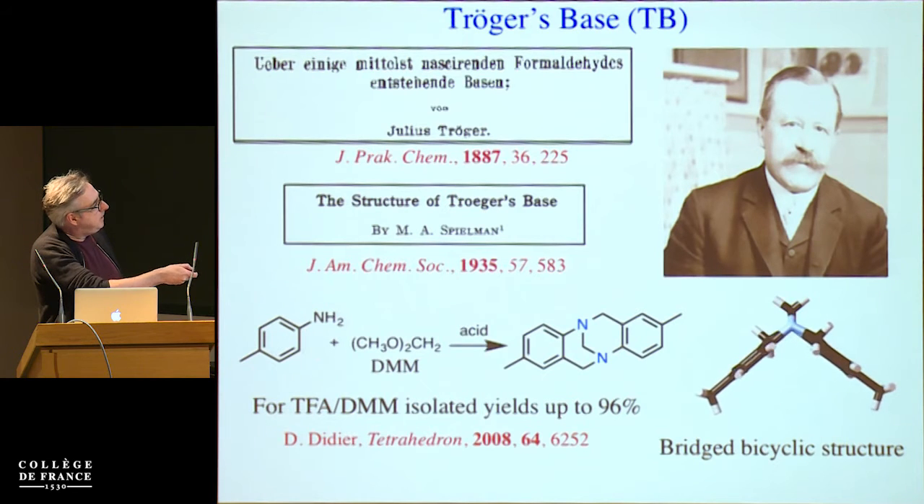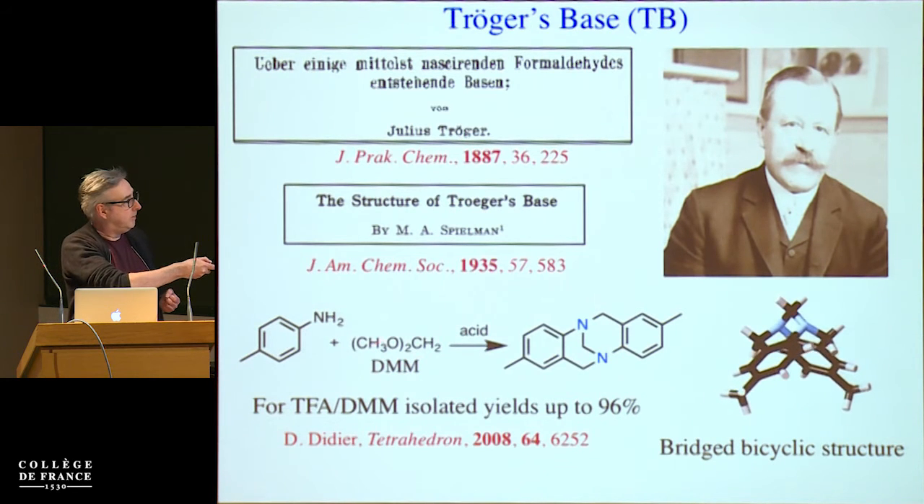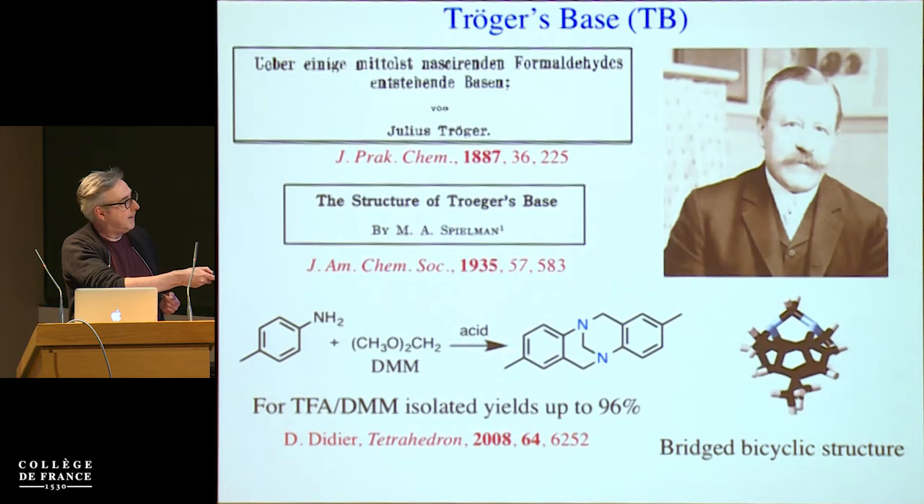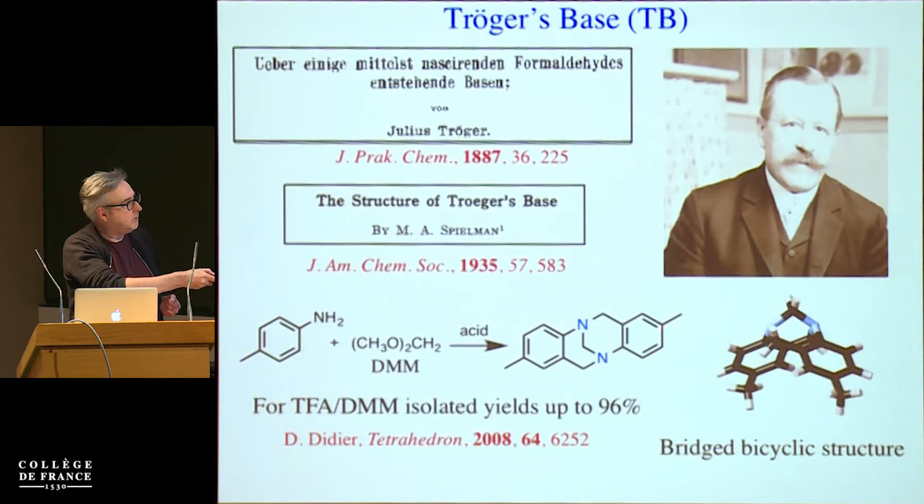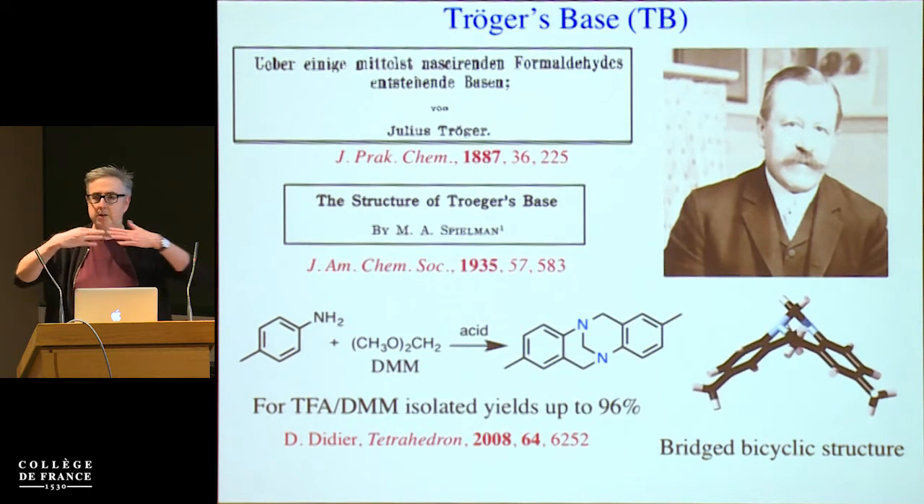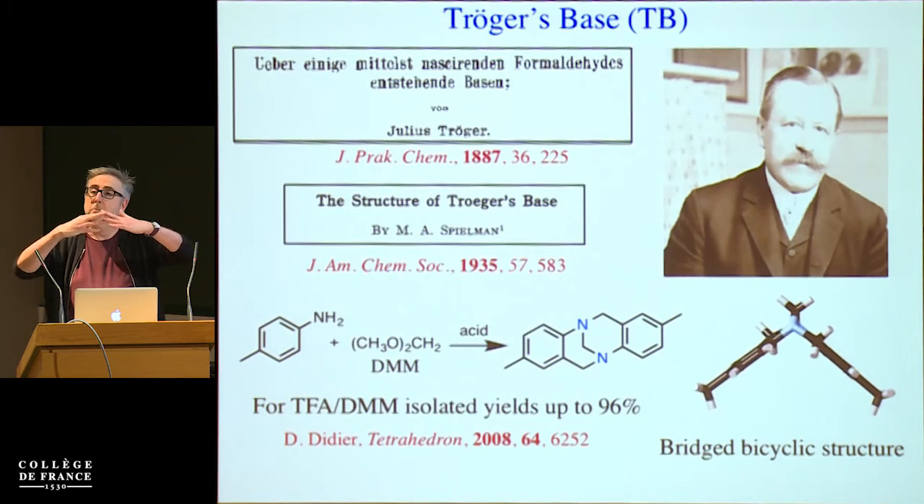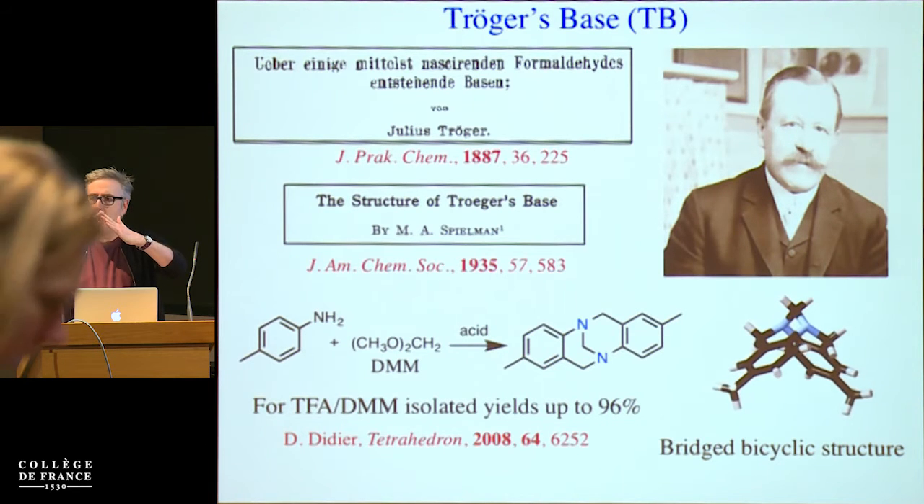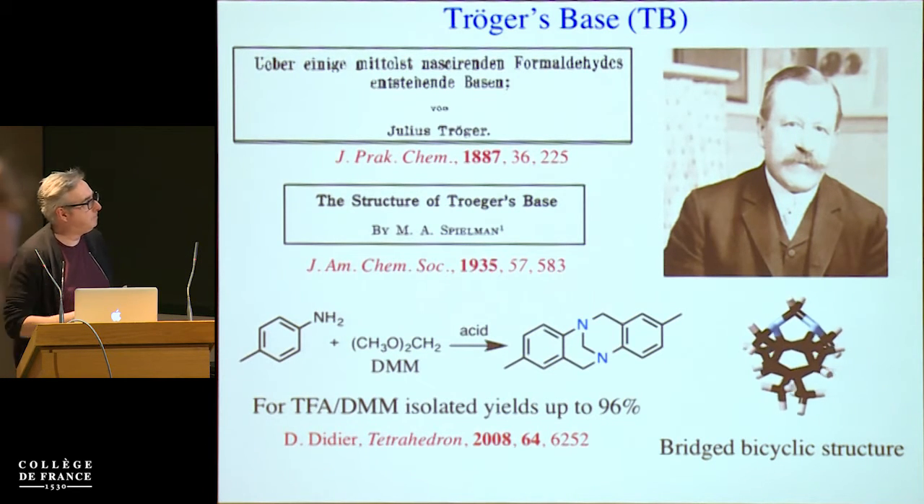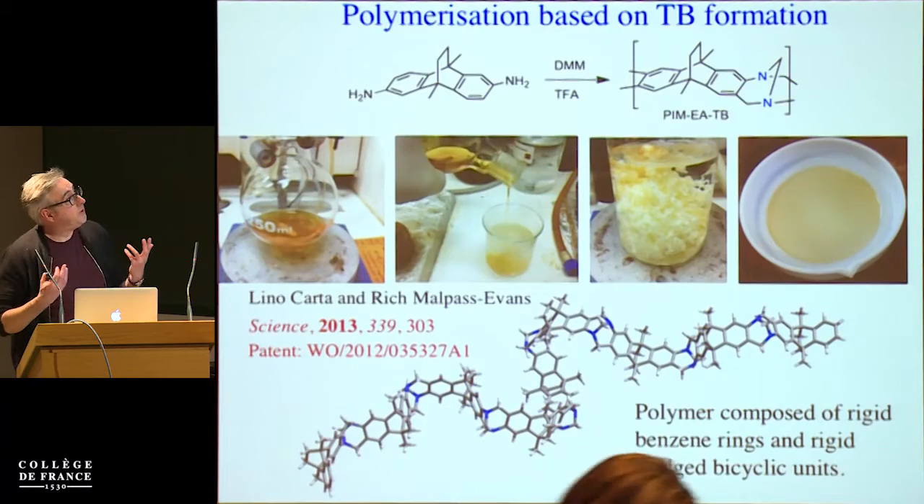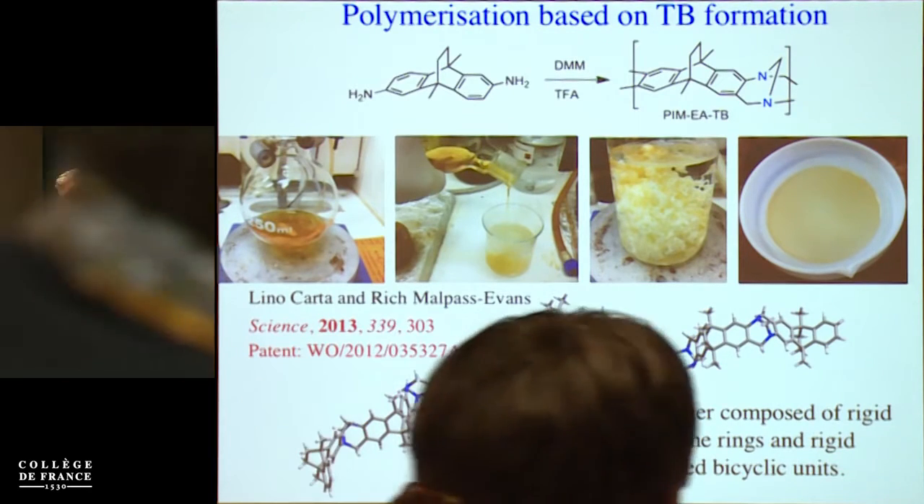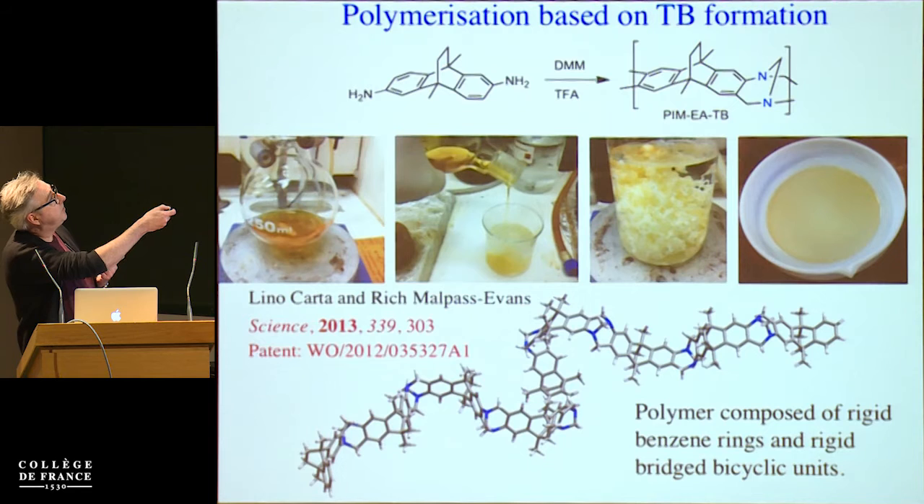You just basically take an amine with formaldehyde or dimethoxymethane in acid, and you get very, very high conversion to this Tröger's base. And as you can see, as far as we're concerned, it's very rigid, but also it's got that nice non-linearity to it, which helps the contortion of the final polymer. So we could use this chemistry to directly make polymers. We take this ethanoanthracene diamine here and do the same sort of chemistry that Tröger was using over 100 years ago. And this is basically what it looks like.